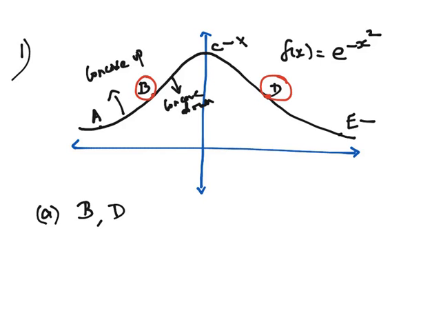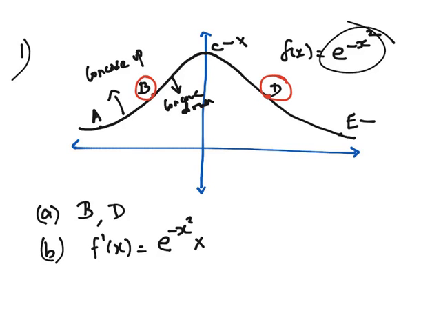Okay. Now the second question is, find f dash of x. So f dash of x is nothing but, let me differentiate this. Using the chain rule, e power minus x squared multiplied with minus 2x. So this is the answer to B1.